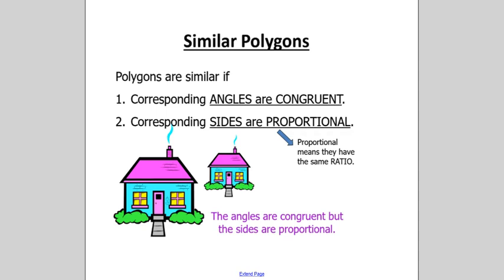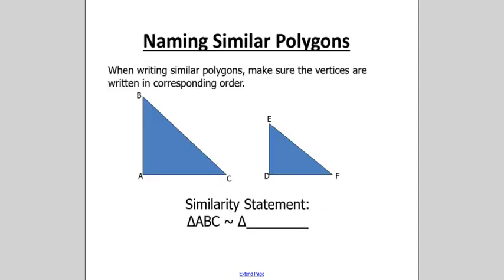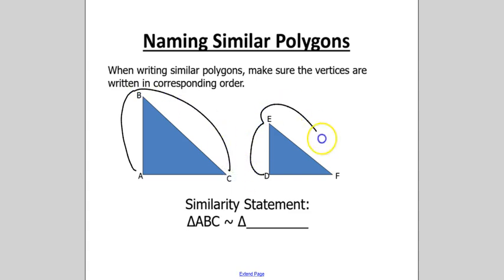Similar polygons. Polygons are similar if corresponding angles are congruent and the sides are proportional, which means they have the same ratio, which goes back to lesson 1. So the angles are congruent and the sides are proportional. So how do we name similar polygons? When writing similar polygons, make sure the vertices are written in the same order, just like we did with congruency. So, ABC. We're going this way and then that way. So ABC is similar to DEF.